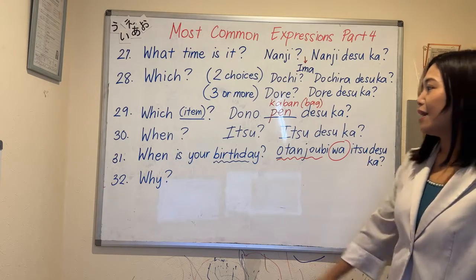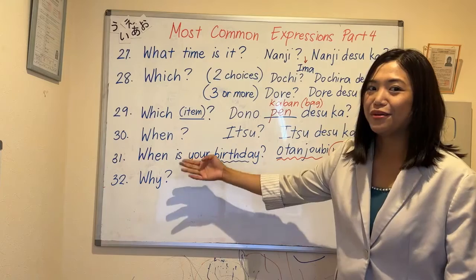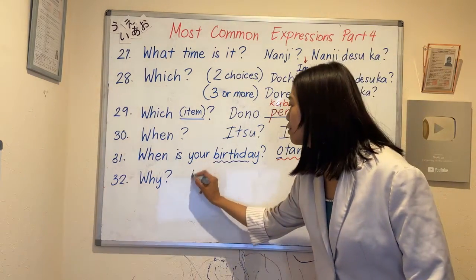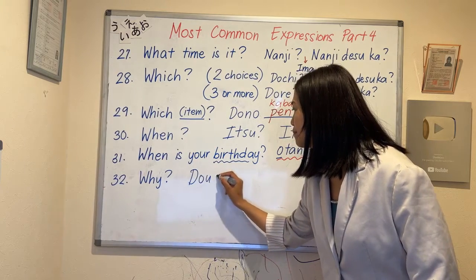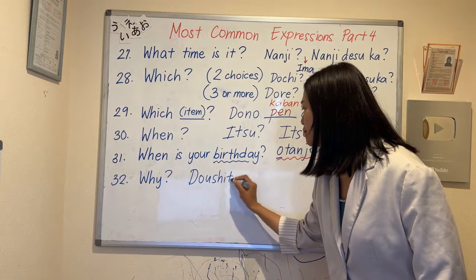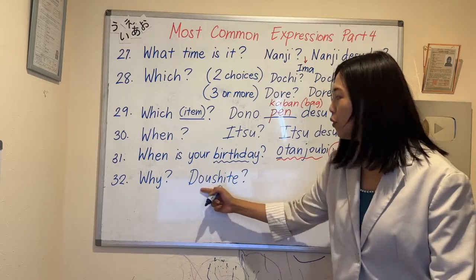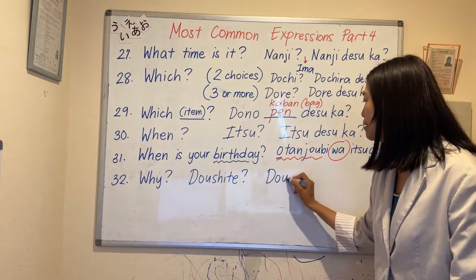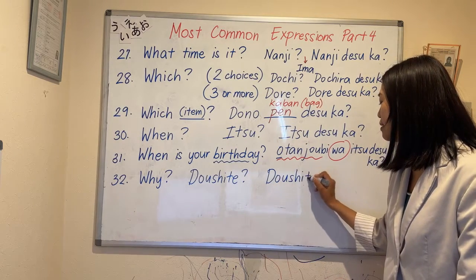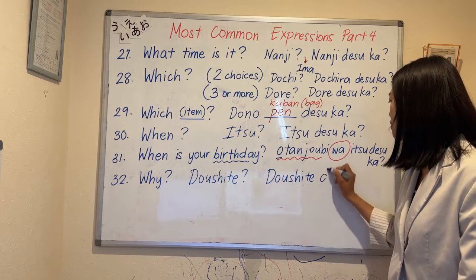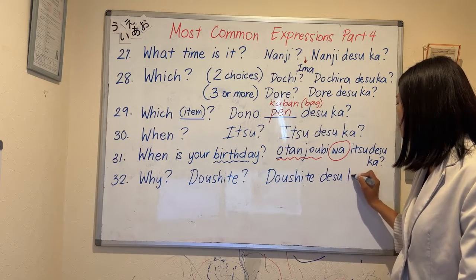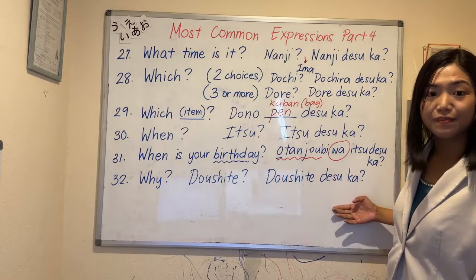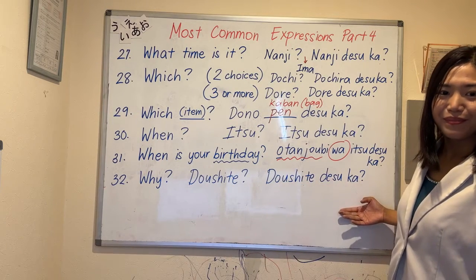Now, lastly, we have why. Why in Japanese is doshite. Doshite. And if you want to be polite, just add desu ka. So, doshite desu ka?